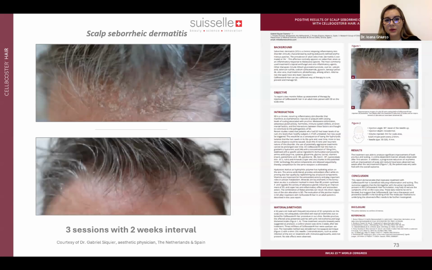This effect on scalp seborrheic dermatitis was also published by our colleague, Dr. Sikiaki, who presented this as a case report. You can see this very good effect after 3 sessions with 2 weeks interval between each session. We don't see the scaly on the scalp anymore. It basically disappeared only by using the CELLBOOSTER hair. Next, please.